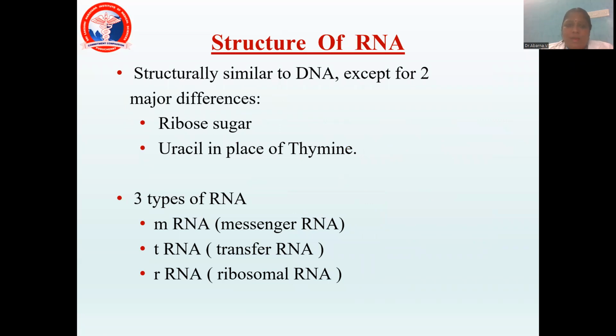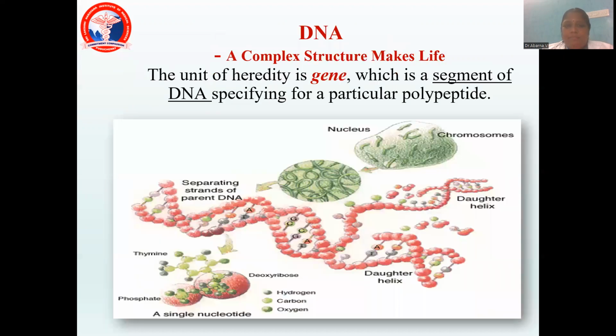When coming to the structure of RNA, it is structurally similar to DNA except for two major differences. One is that it is made up of ribose sugar, and in the place of thymine, uracil is there. And when coming to the types of RNA, there are different types, including messenger RNA, transfer RNA, and ribosomal RNA. So we all know DNA is a complex structure which makes life. And the unit of heredity is the gene, which is a segment of DNA specifying a particular polypeptide.